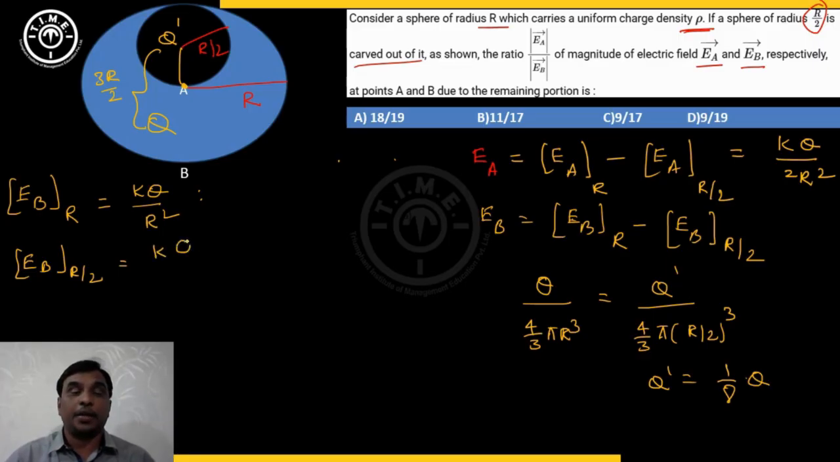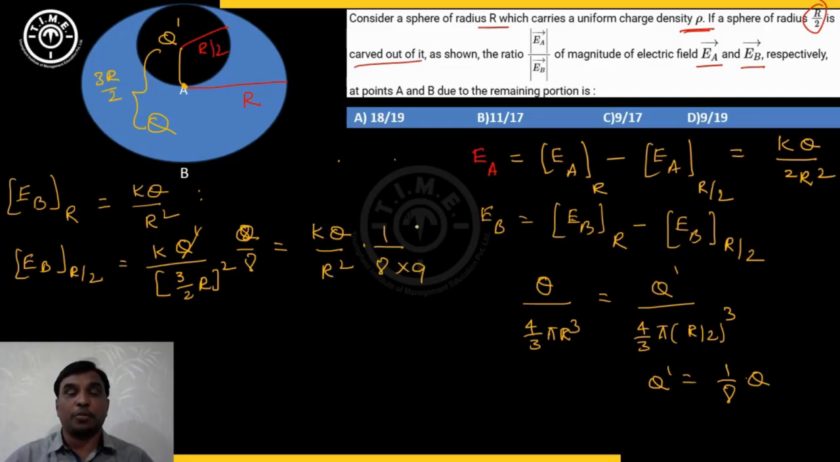You know this Q prime can be written as Q by 8. So after simplification, K Q by r square. In the denominator we have 8 and 3 square is 9. 2 square is 4, which goes to the numerator. So 4 ones and 4 twos. Finally you are left with K Q by 18 r square. This is the 18 r square. Let me subtract these two.